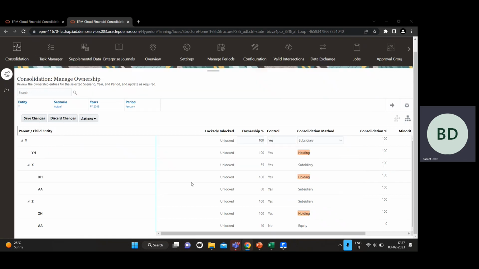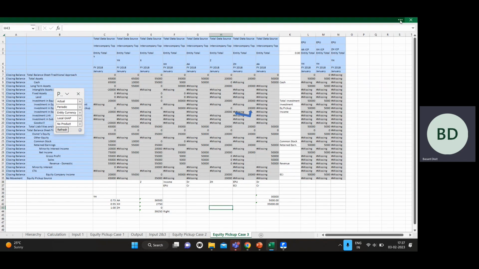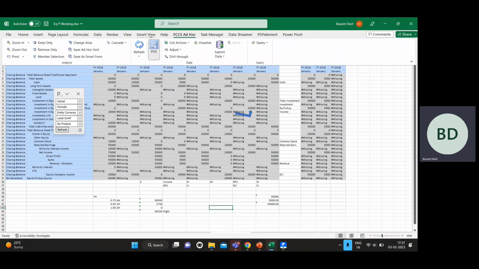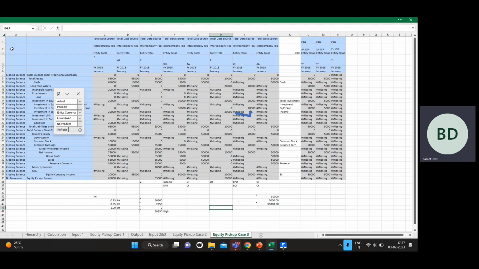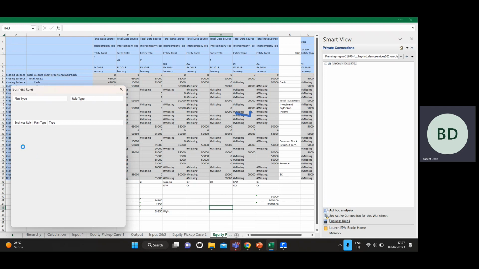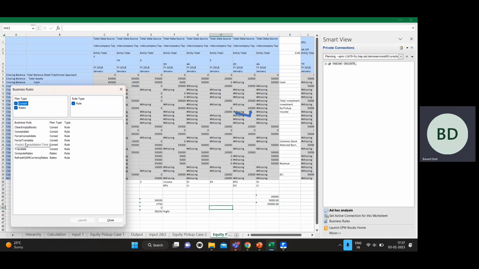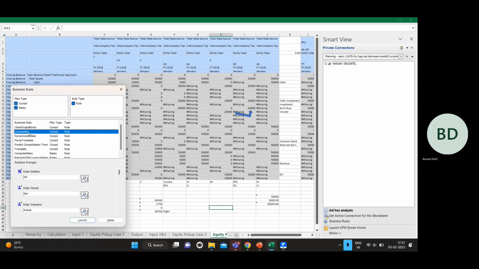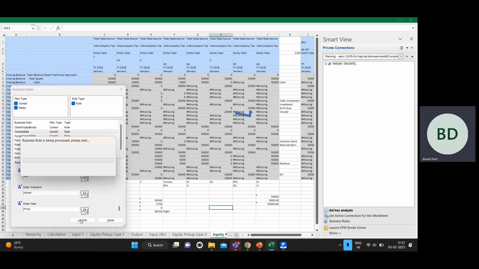Let's go and run the rule of consolidation. This time I will run the rule from here within Smart View. You can also do the same. Go to the panel, Smart View, and make sure the entities and the connection are present here. Go to business rules and go to consolidate, and here you can select the entities. Let me just go with the XH. All is correct.